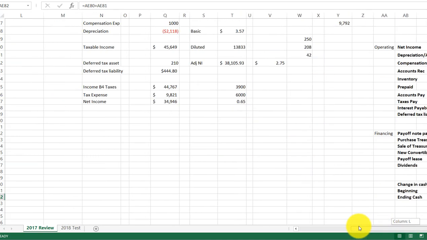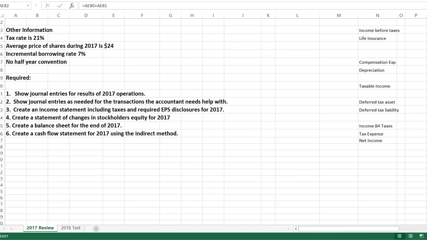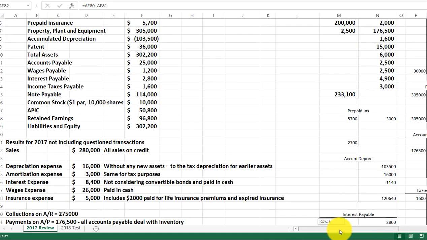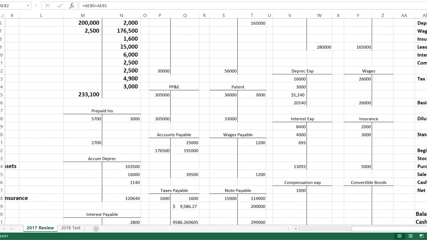So, it was a pretty involved problem, but if you break down each one piece at a time and take it individually, it's not too bad. If you try to take it on all at once, it can get kind of difficult and overwhelming.